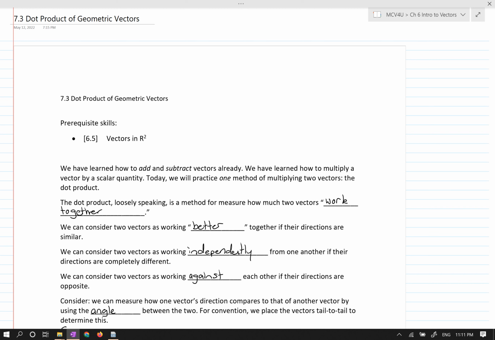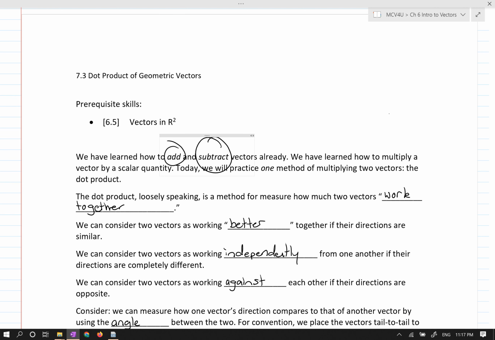Now, we have already worked in this course on adding vectors, and we've already worked on subtracting vectors. We've also worked with our ability to multiply vectors, but really we've only multiplied vectors by a scalar quantity. So today we're going to jump into one method for multiplying two vectors, and we call this the cross product.